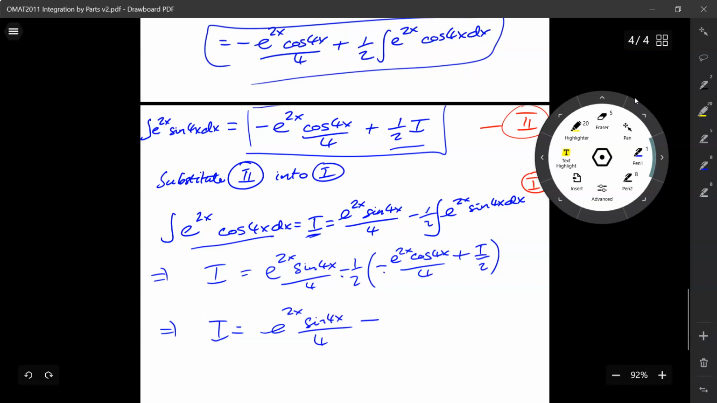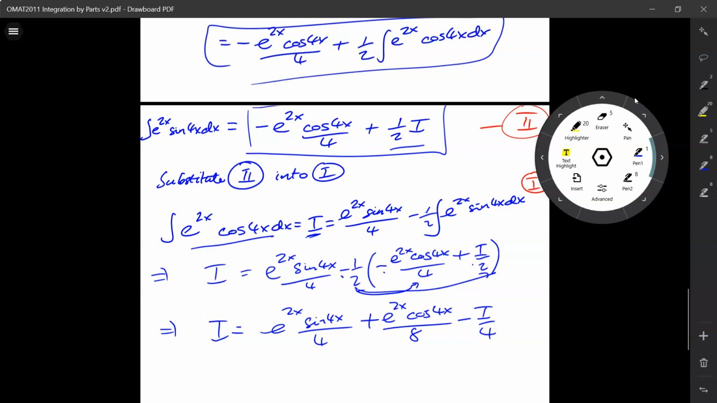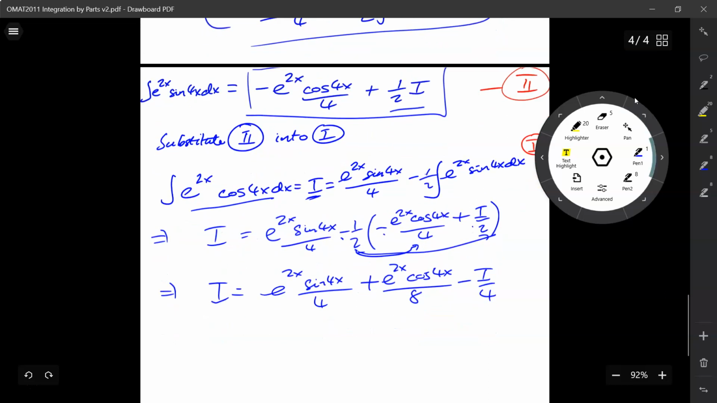If I multiply this out, that implies that I is exponential 2x times sine 4x over 4. I have a minus times a minus to give me a plus. That's exponential 2x cosine 4x, and I have 2 times the 4 to give me an 8. And here I have minus a half times I over 2, so that's minus I over 4. Then I bring the minus I over 4 to the other side.